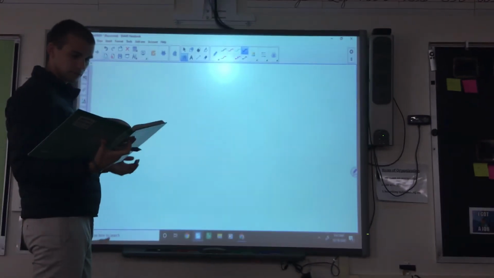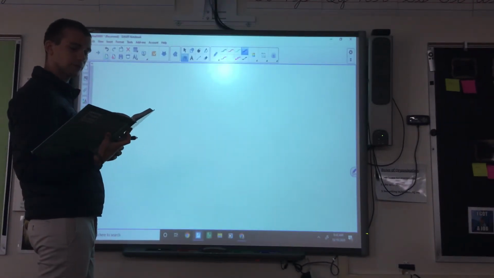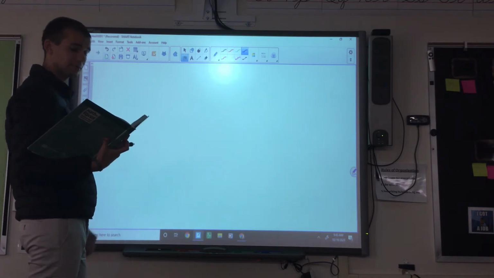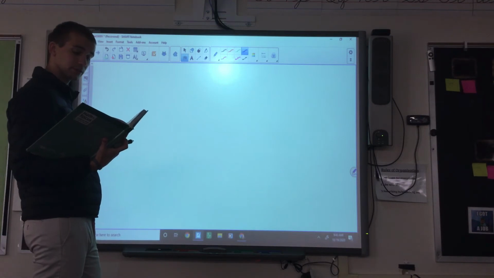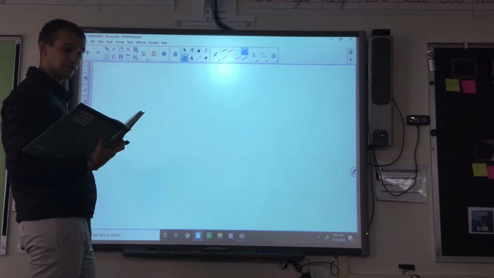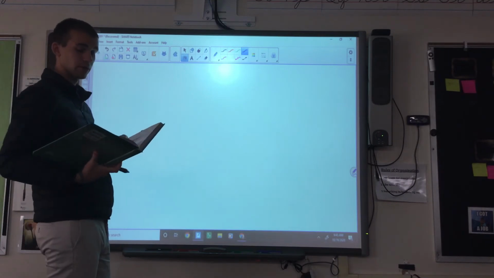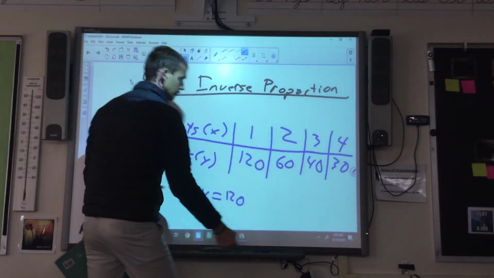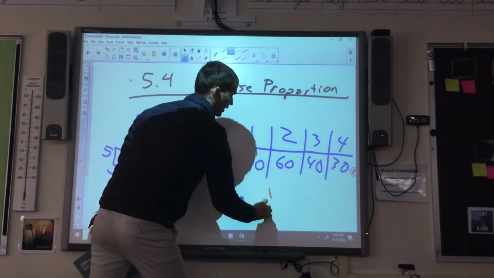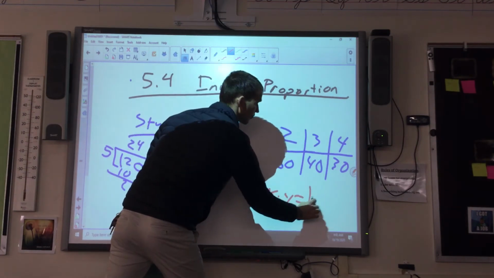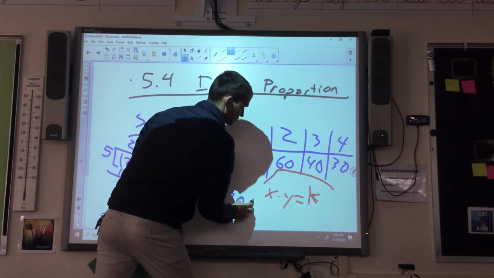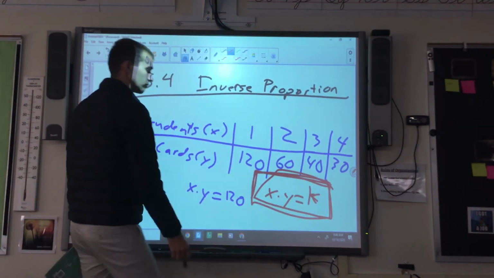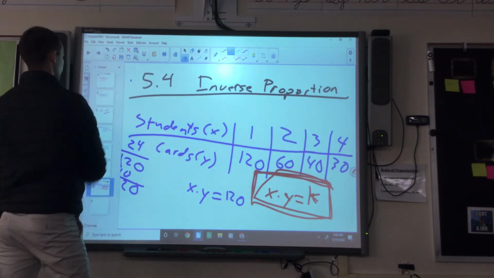Okay, 277. The table shows the time it takes in T hours for N construction workers to pave the road. Tell whether T is inversely proportional to N. If so, find the constant of proportionality. So the other thing I didn't mention is that right here, I'll put this in red, x times y equals k. That is your k value.